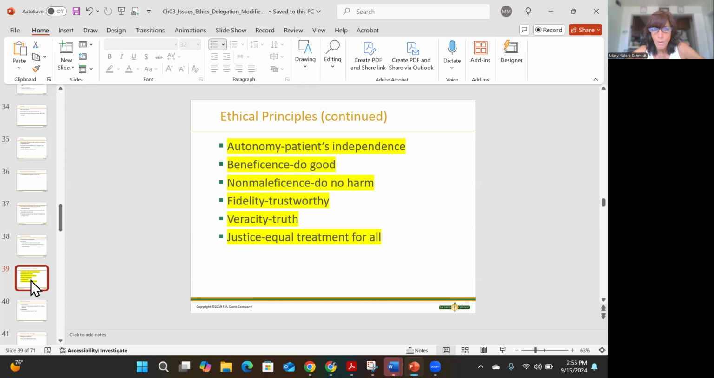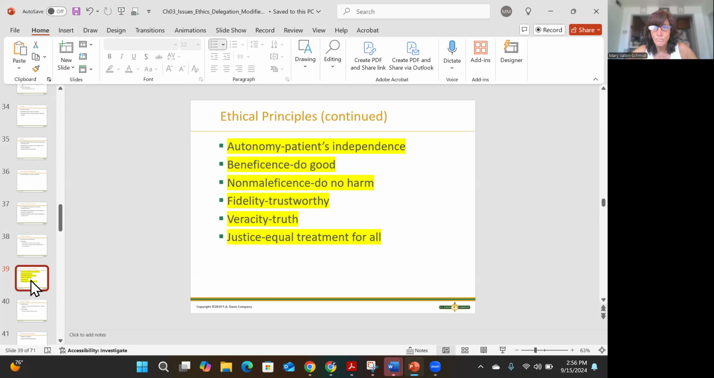Non-maleficence, do no harm. A little bit different than do good. Can be a non-action, can be, patient asks you to do something that would be harmful and you decline doing it. Fidelity, that means trustworthiness. If you say you're coming back in 15 minutes, come back in 15 minutes. If you can't, don't promise it. Veracity, in vino veritas, and wine there is truth.